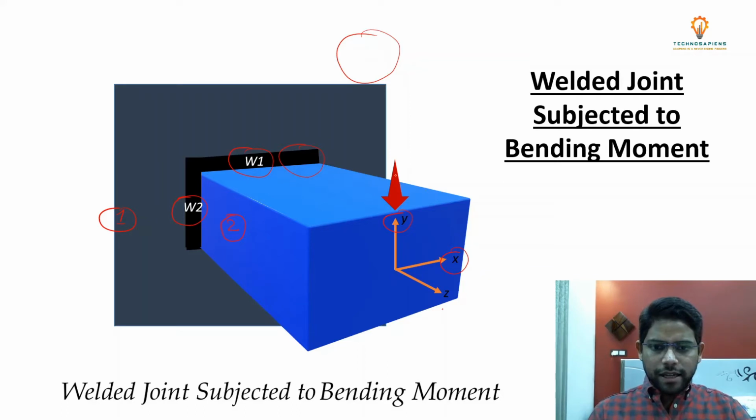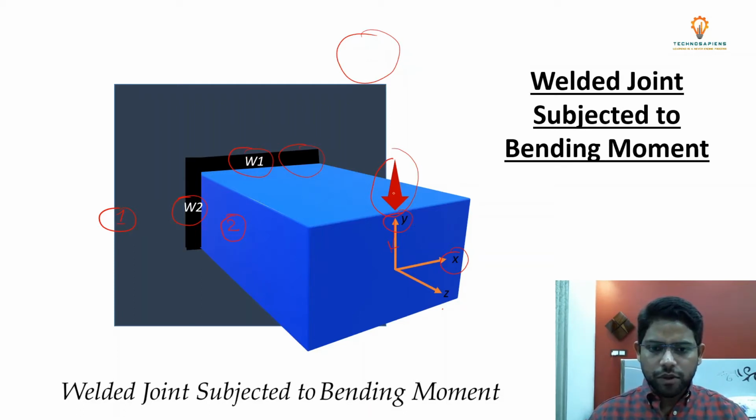Now you can see that the load is applied in the y direction, and again what we have to do is bring this load to the center of gravity of the welds, because we know the design of the weld where the load is passing through the centroidal axis or the center of gravity.